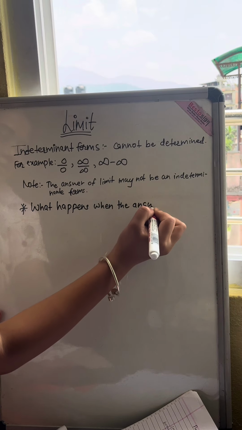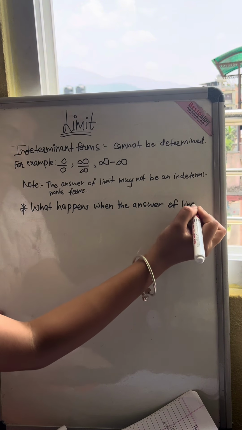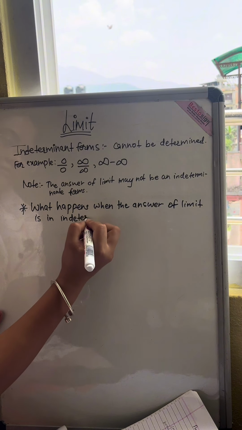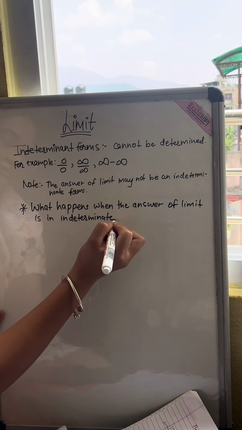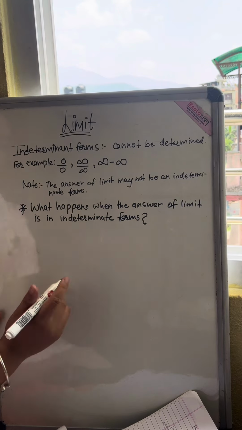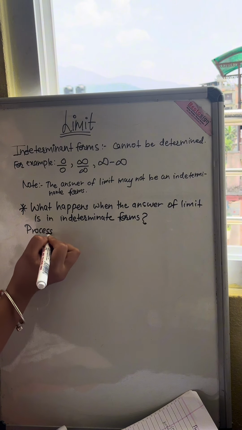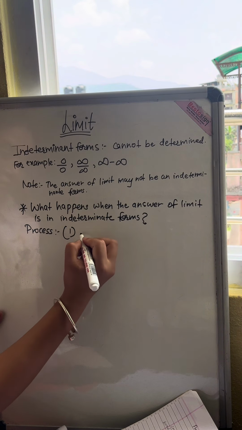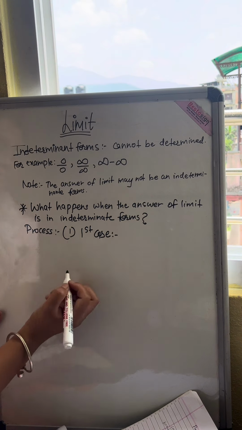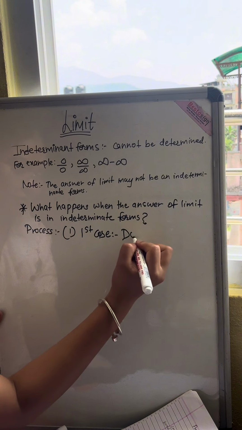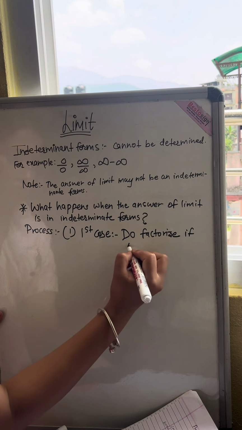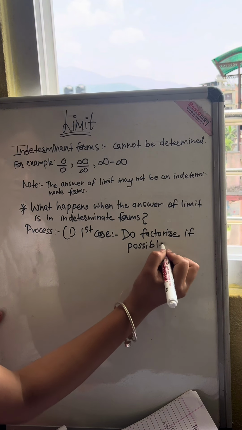So what happens when the answer of limit is in indeterminate forms? We have 5 processes or cases we can do when the answer of limit comes in indeterminate form. The first process, or the first case, is do factorize if possible. So we have to factorize the question.